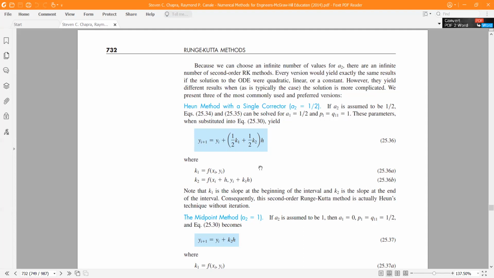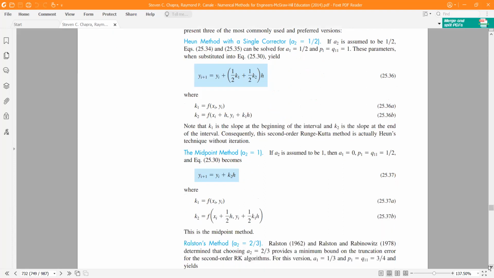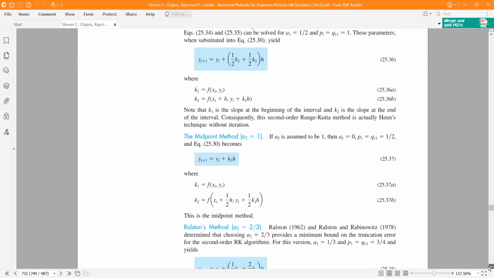K1 is the slope calculated at the starting point. K2 is the slope calculated at the endpoint, and they are averaged. You see that the weight factor of K1 is 0.5 and that of K2 is also 0.5. Then if you want to go to the midpoint method, in the midpoint technique your slope is calculated at the midpoint. K1 will be there, but K1 is not involved in your algorithm. Your algorithm contains K2, that is the improved slope estimate made by 25.37 at the half step, or midpoint.